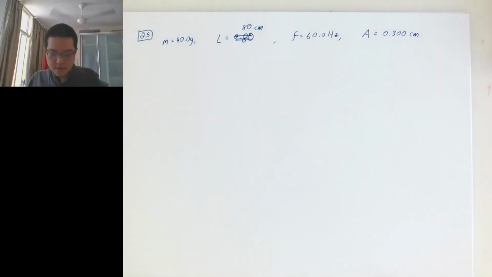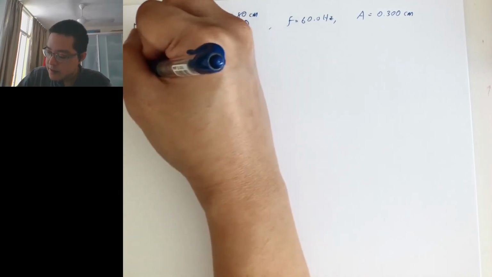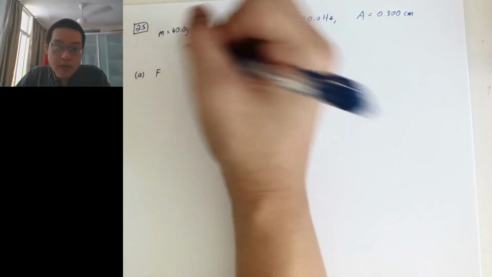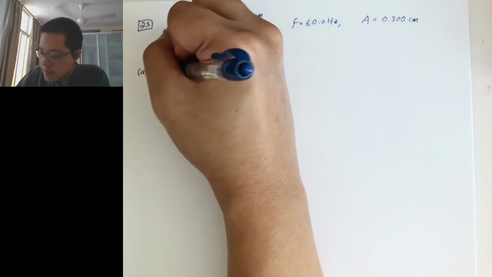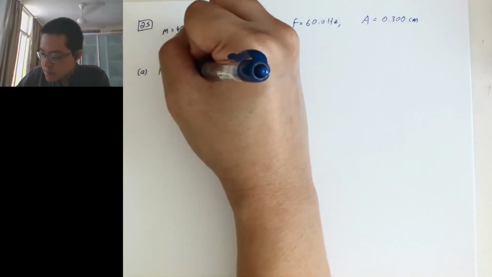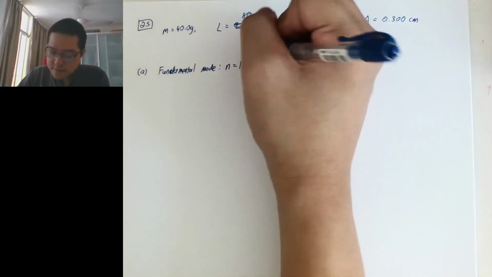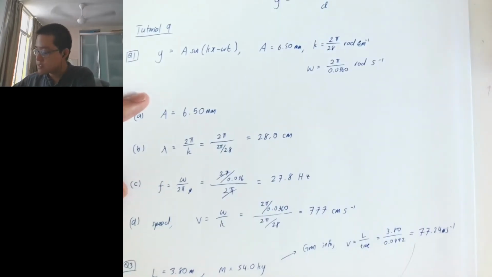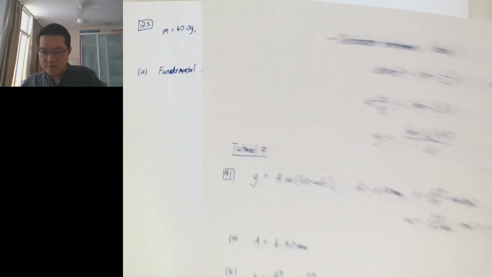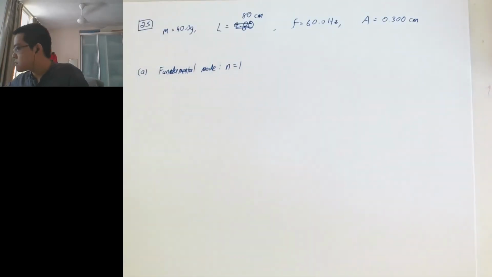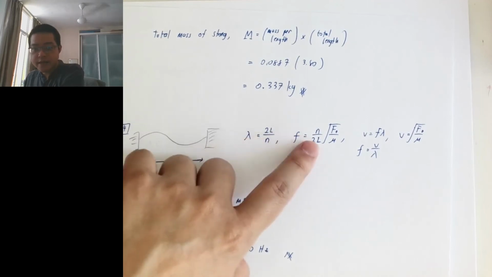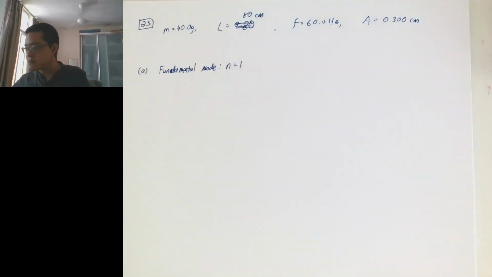Okay. So fundamental mode is the lowest n, so n equals 1. When you see fundamental mode, it means n equals 1. So when n equals 1, I can plug n equals 1 into all these formulas. So n equals 1, I can get lambda, I can get f, I can get all this information from here. So pretty straightforward.